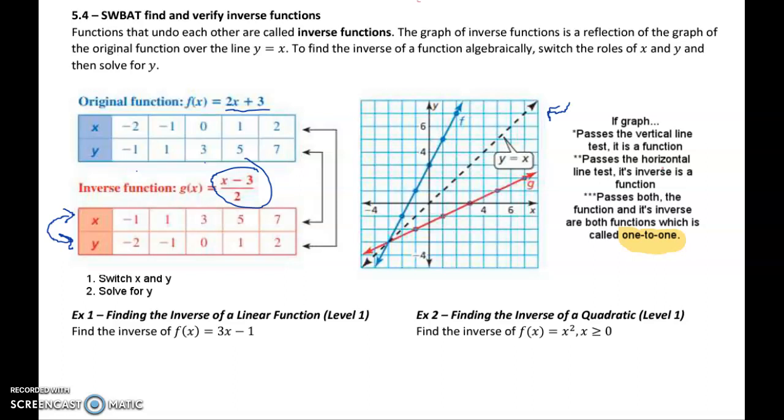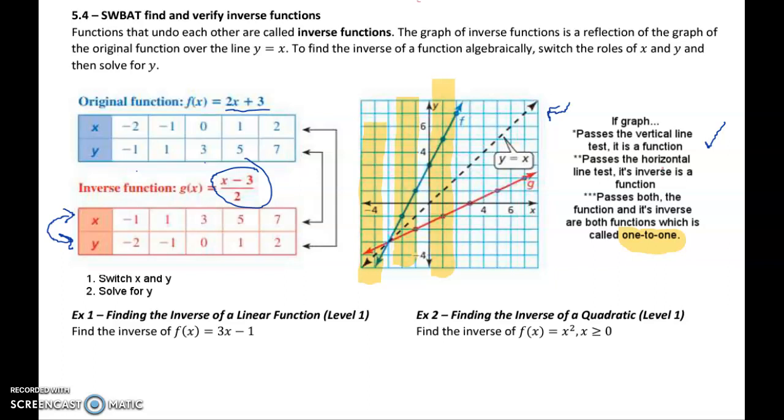If you want to think about it graphically, we're going to be looking at the blue function. If the graph passes the vertical line test, the graph itself is a function. So remember, our vertical line test tells us, can we draw a vertical line and make the graph touch itself? We cannot, so this would be a function. So yes, this is true. The blue one is a function.